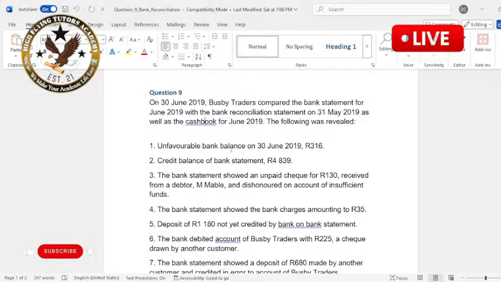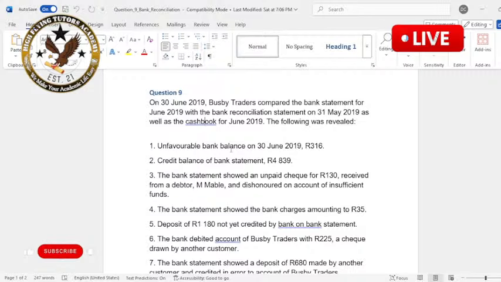Unfavorable bank balance on the 3rd of June 2019, 316. So an unfavorable balance means our opening balance of the bank account is going to be on the credit side, because remember, when a bank balance is unfavorable, it means the cash book is unfavorable, right? So we are going to open this on the credit side of the bank account. That is the unfavorable side, as I was explaining when I started.